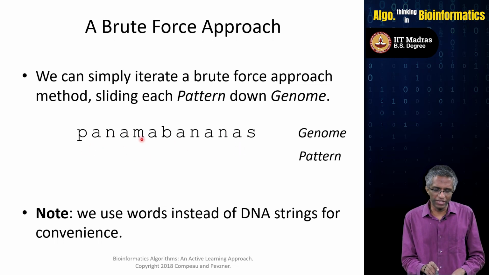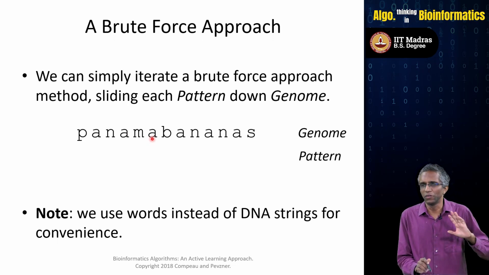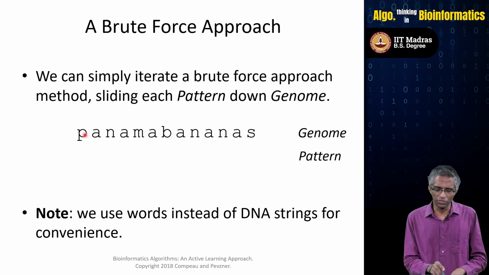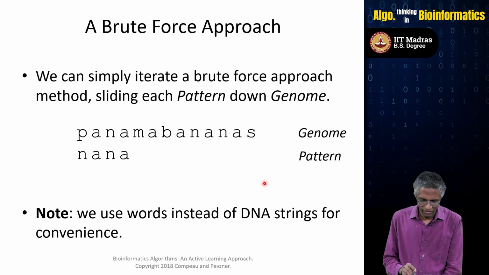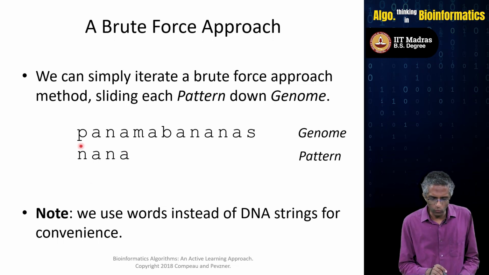Even if all these 26 English letters are changed to our DNA alphabet, ACGT, the idea will be the same, but it will make it easier to explain the algorithms and data structures today with normal English strings. So we'll just use a word like Panama bananas. That would be your genome, and your pattern is NANA, Nana. Where does Nana occur?